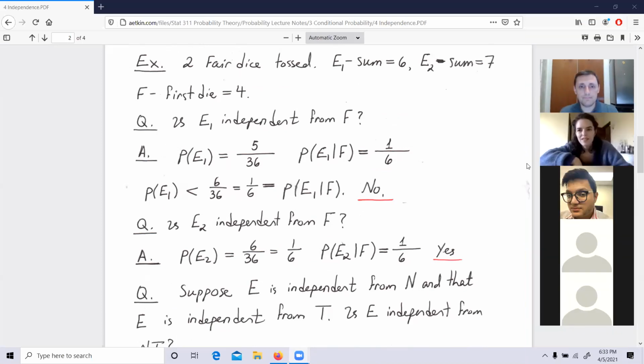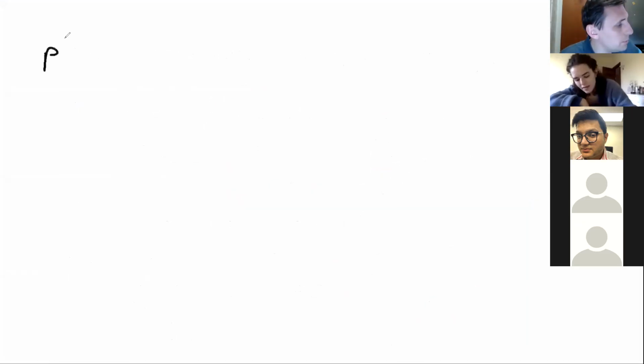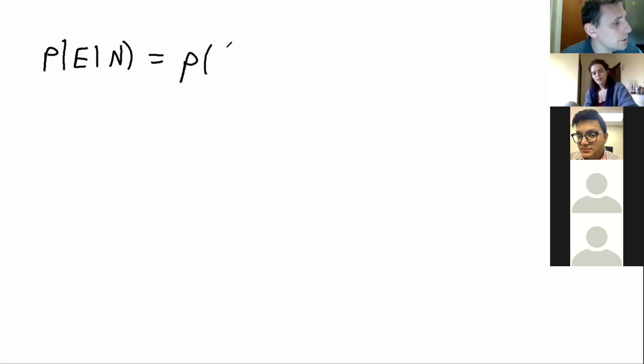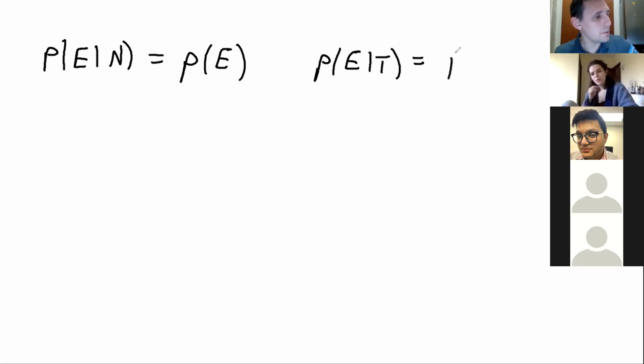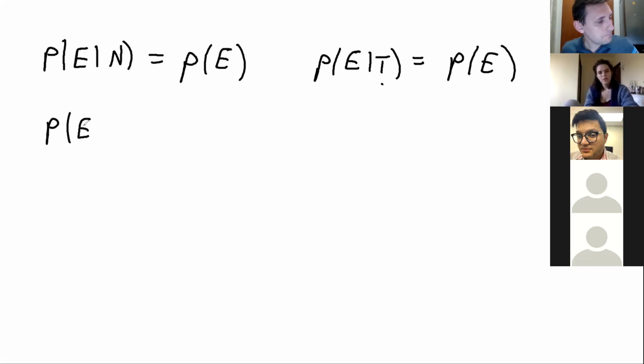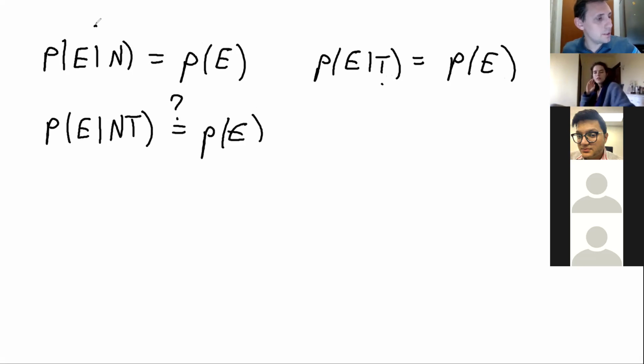Here, let me write it. So we are assuming the probability of E given N is the probability of E. In other words, N did not modify the probability of E. And the probability of E given T is the probability of E. Again, T does not modify the probability of E. What would you say, guys? Is the probability of E given that both N and T occur the same as the probability of E? So if we know this and we know the second statement, will the third statement follow? Tell me what you think.